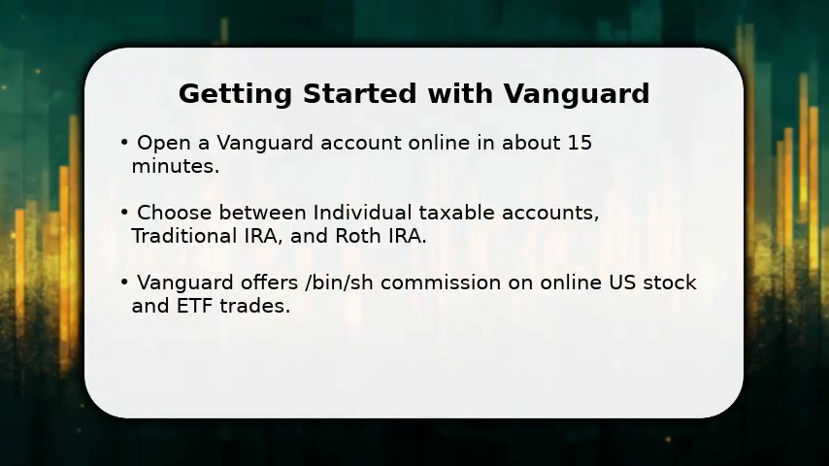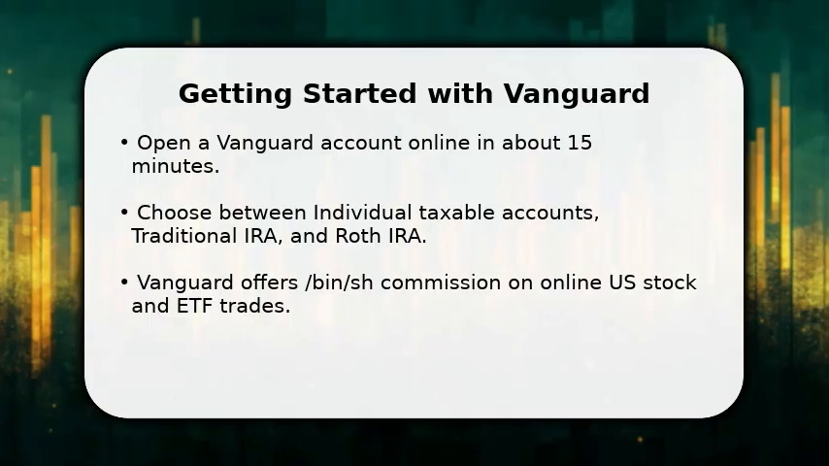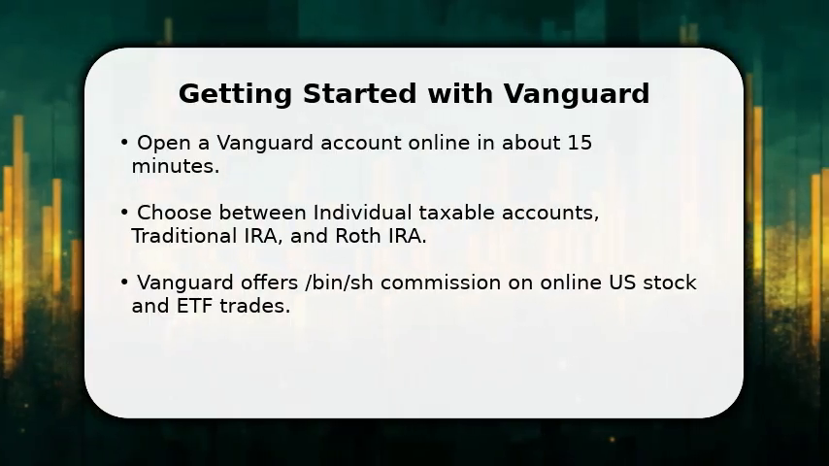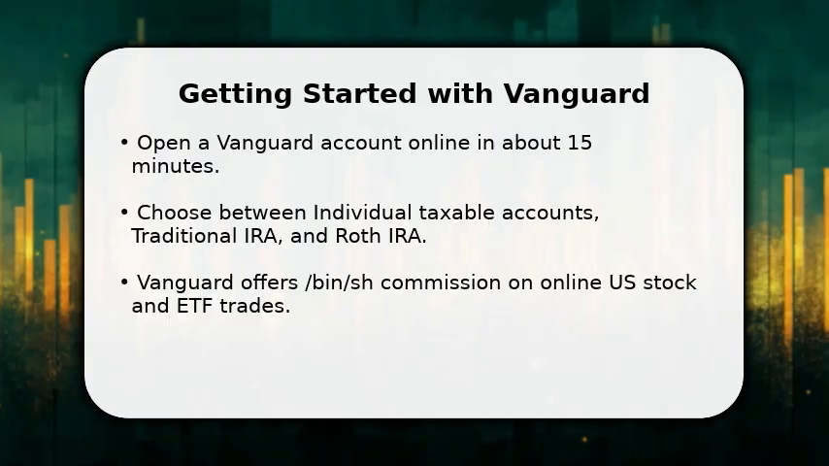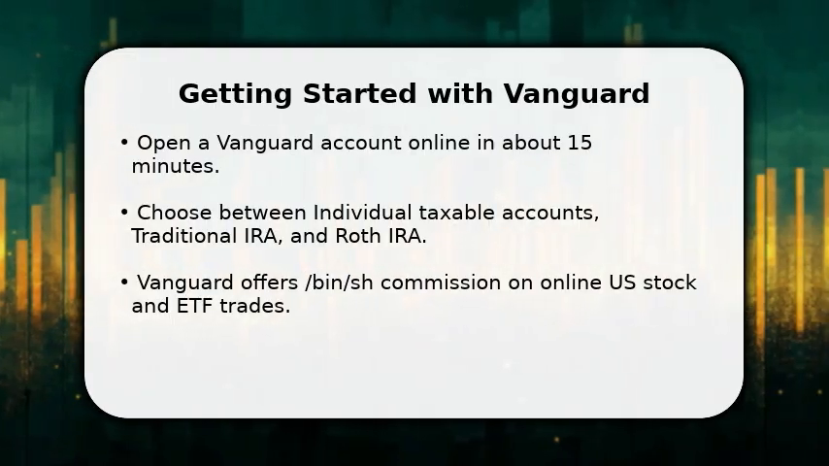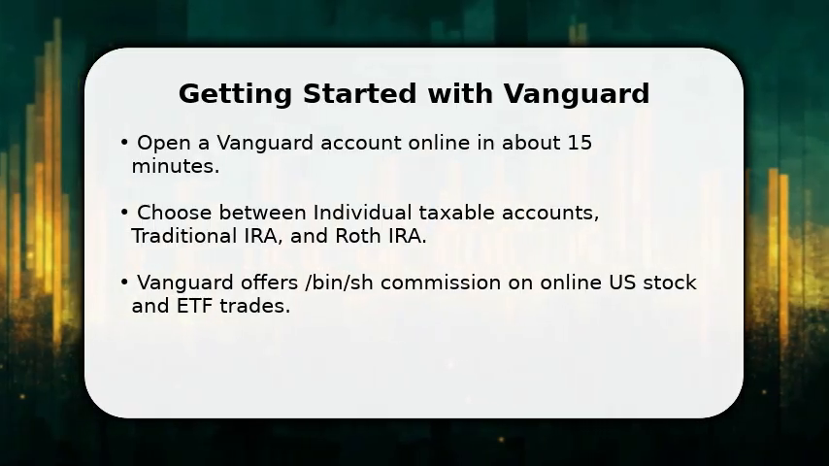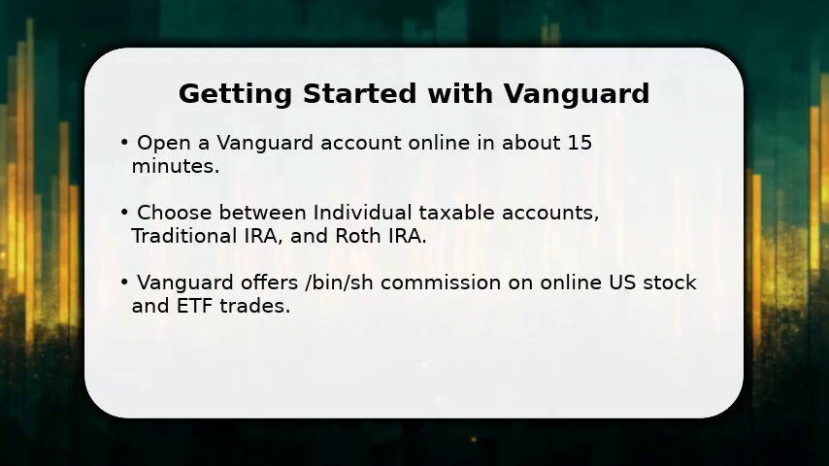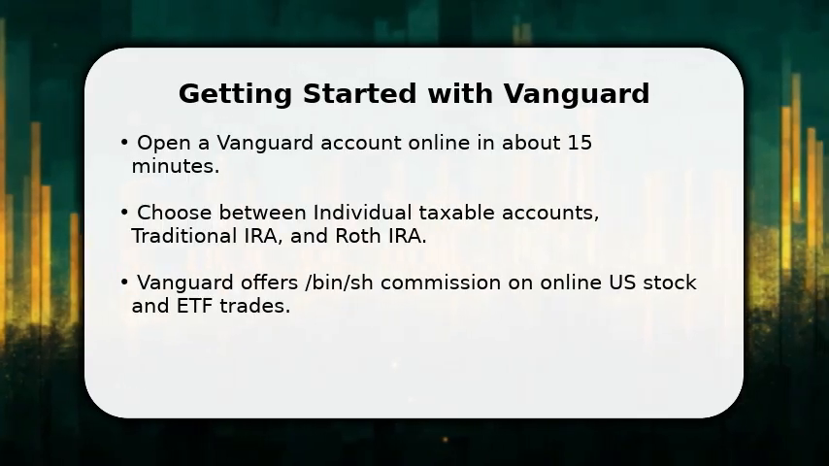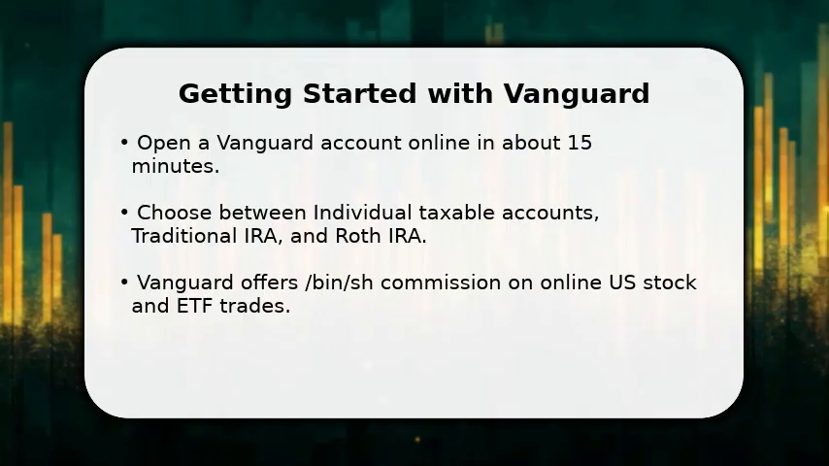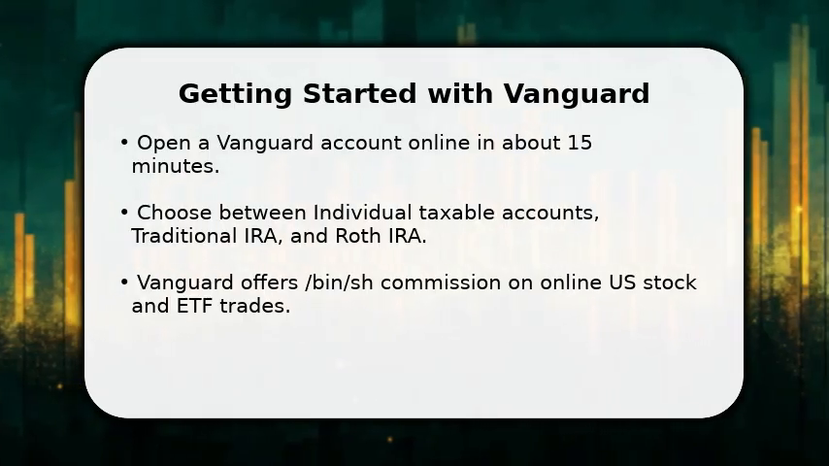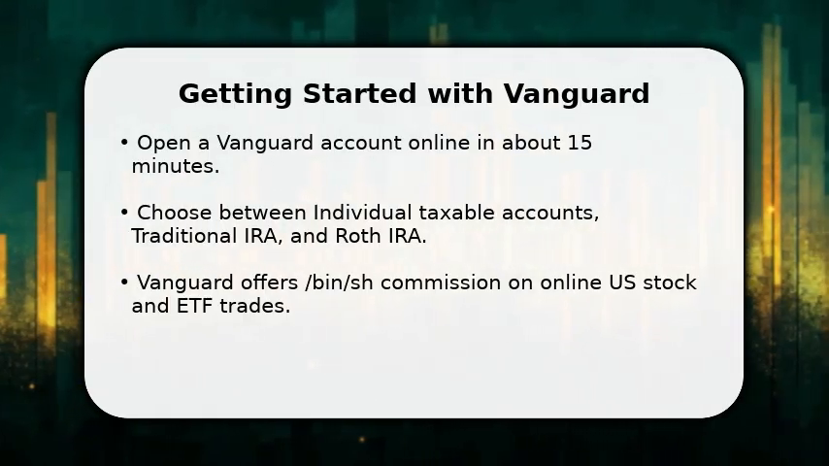Open a Vanguard account online in about 15 minutes and verify your identity with a driver license or passport. Choose between individual taxable accounts, traditional IRA, and Roth IRA based on tax goals, and link an external bank for transfers. Vanguard offers $0 commission on online U.S. stock and ETF trades, which keeps costs low for active buyers.